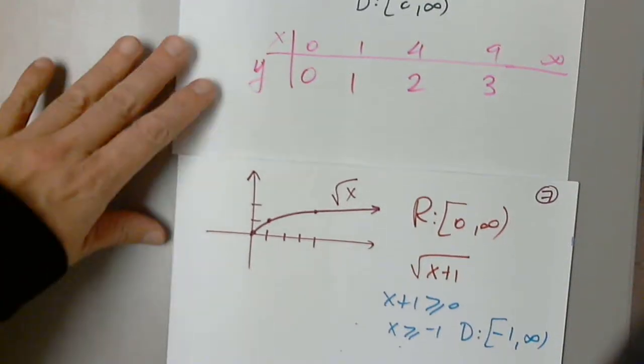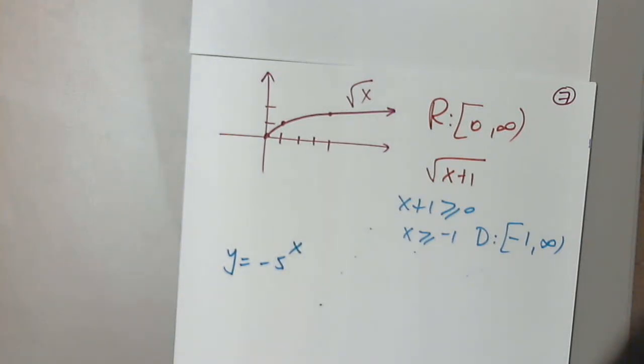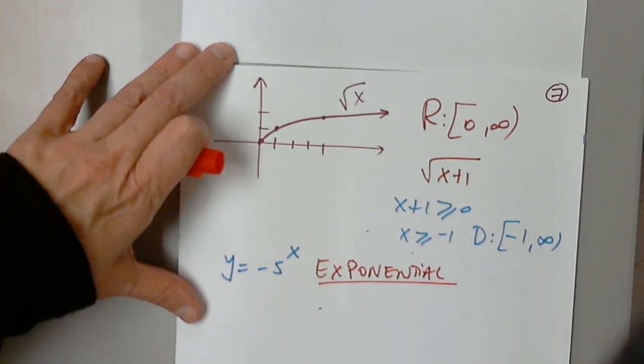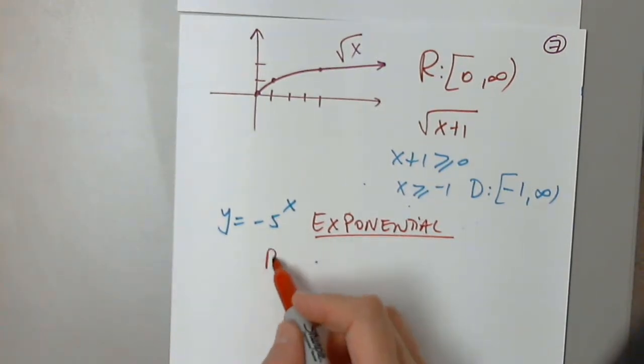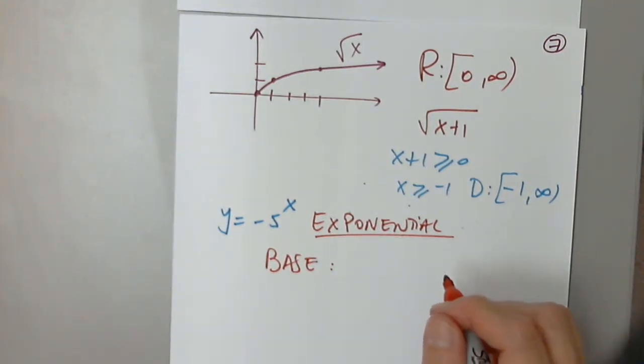Okay, so the next function is f of x or y equals -5 to the x. We have to identify what type of function it is. Great. What is the base function? Or first of all, the base of the exponential. What is it?